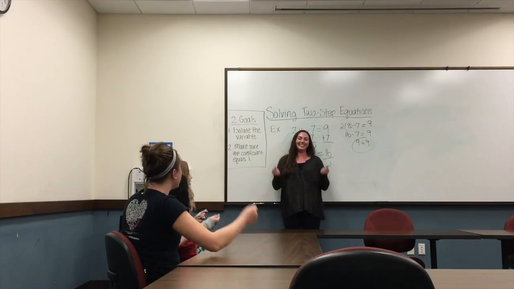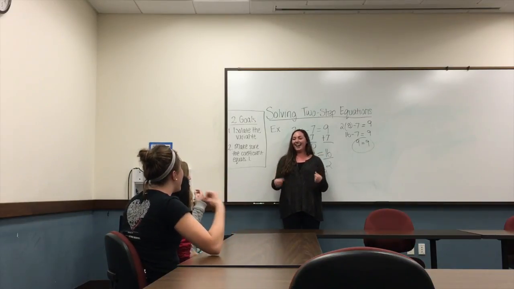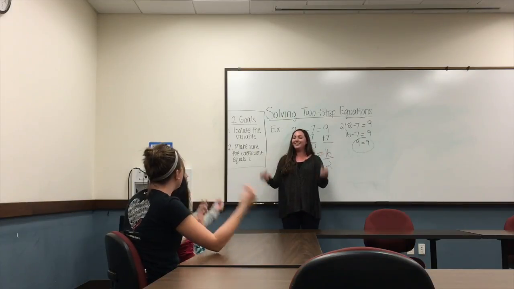Two-step equations, easy as 1, 2, 3. Then we add or subtract to get x alone, divide or multiply, say by the coefficients.